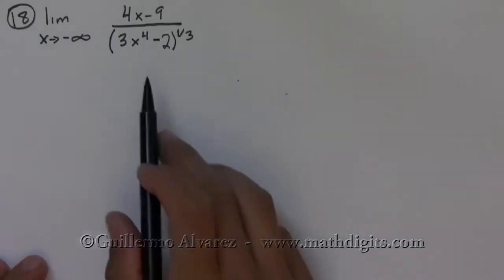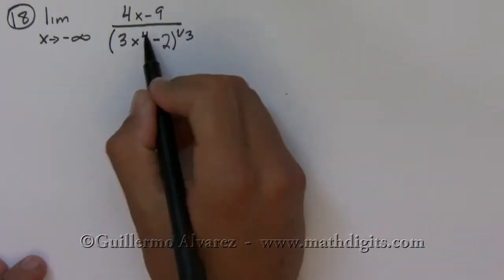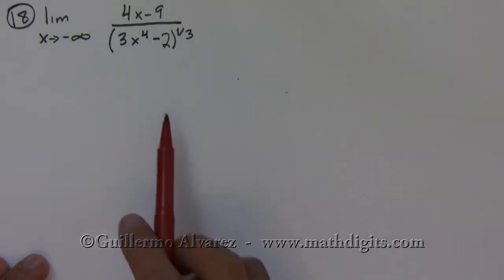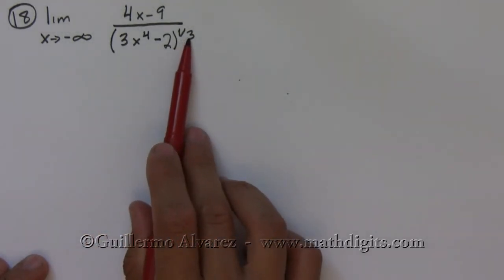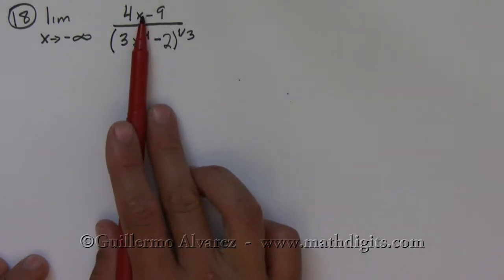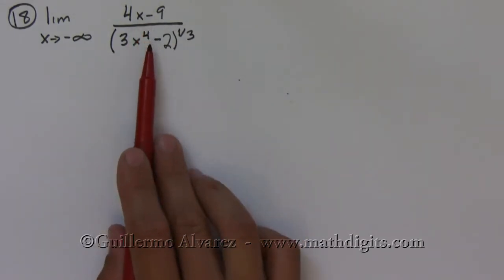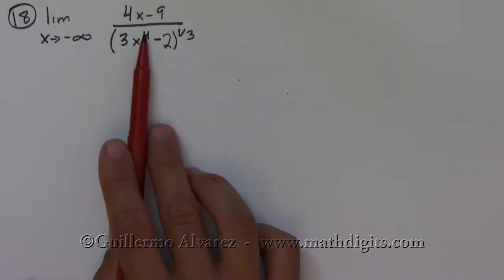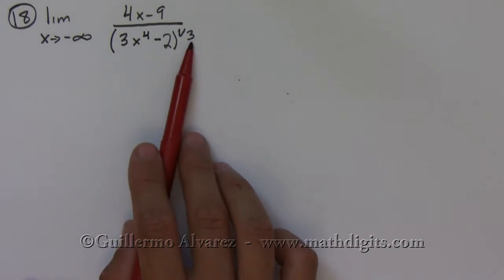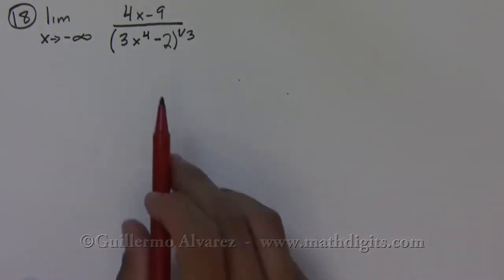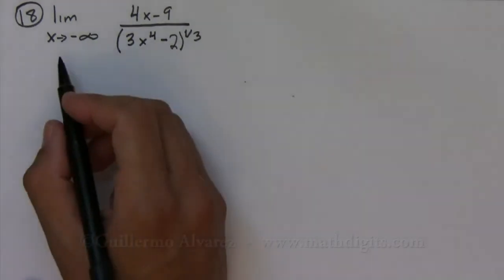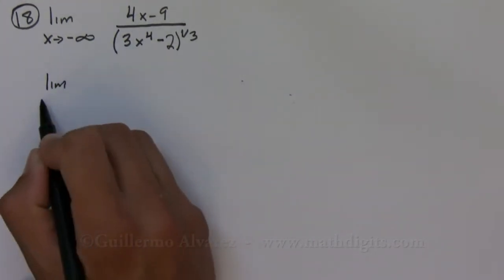Okay, so this problem looks difficult, but you'll see it won't turn out that bad. First of all, we're being raised to the 1/3, or in other words, the cube root. Here we have, in the numerator, a power of 1, and in the denominator, you look at it as 4 times 1/3, or 4 divided by 3. So the highest power is 4/3. That's what we're going to divide the numerator and the denominator by.